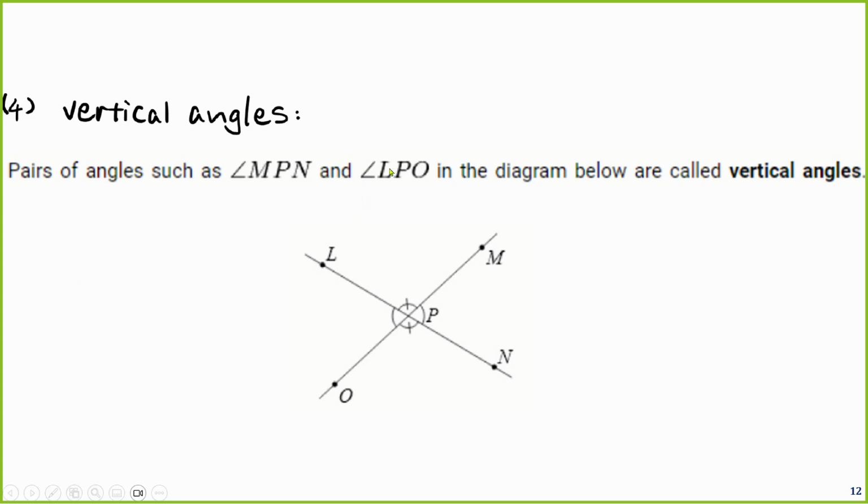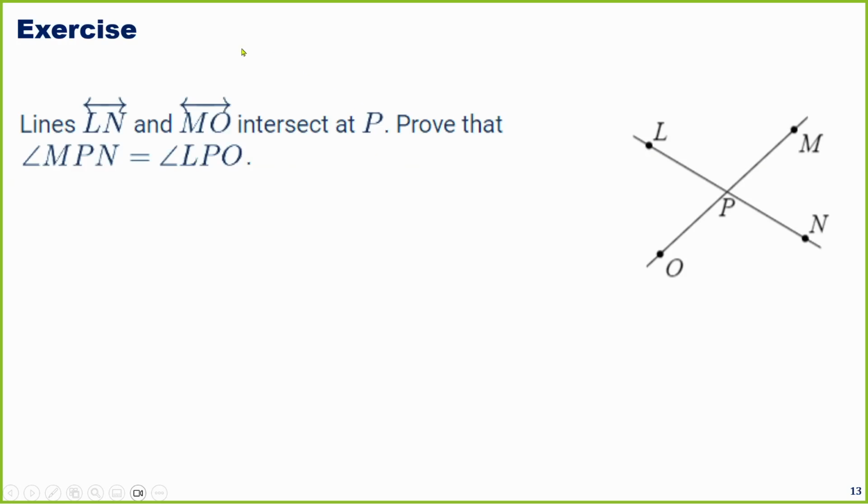All right, then. Let's do a quick quiz, and then after that we can take a short break, okay? So here we have two lines, line LN and line MO. They intersect at point P here. Can you prove that angle MPN equals angle LPO? Can you prove this angle equals this angle, which means vertical angles are equal.